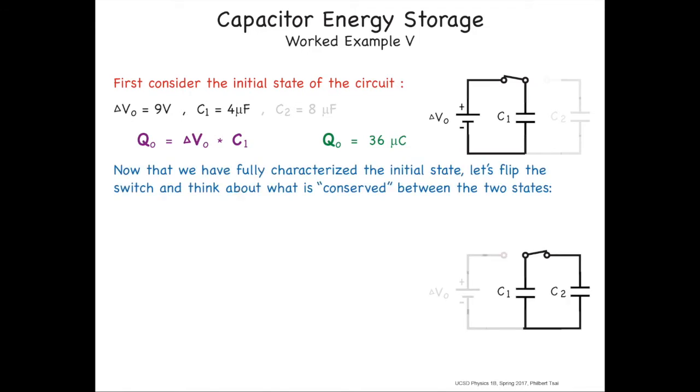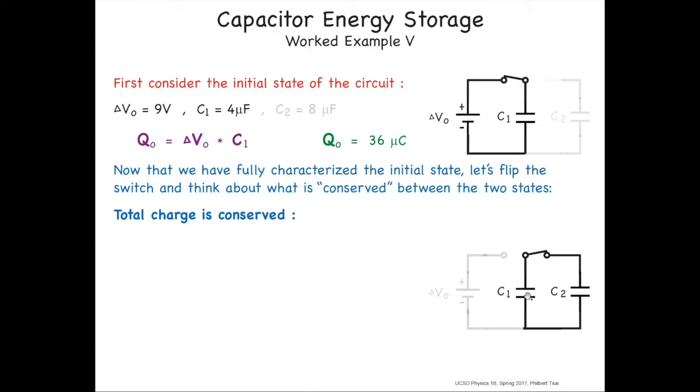Now, we've fully characterized the initial state, so let's flip the switch and think about what's conserved between the first state and the second state. We know that total charge is conserved, right? Because there's a certain amount of charge now sitting on these plates. When we suddenly flip the switch over to this side, that charge is still there at the moment that we flip the switch. And we know charge doesn't just disappear or appear out of thin air.